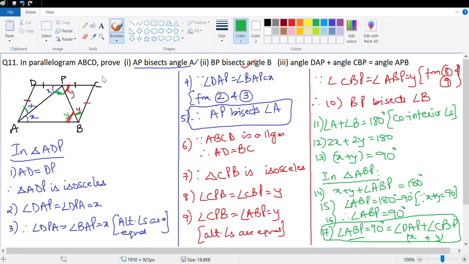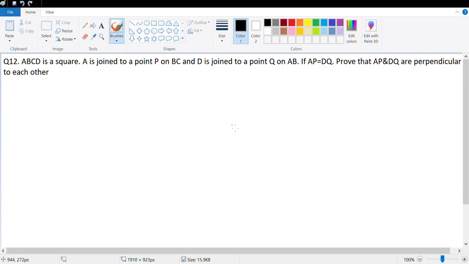Next one would be question number 12. So ABCD is a square, and we need to prove that A is joined to point P, B is joined to Q, and that AP and DQ are perpendicular to each other. So let's just draw a rough diagram first and see how it looks.